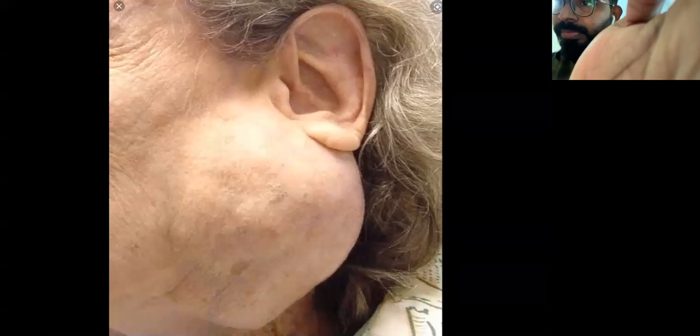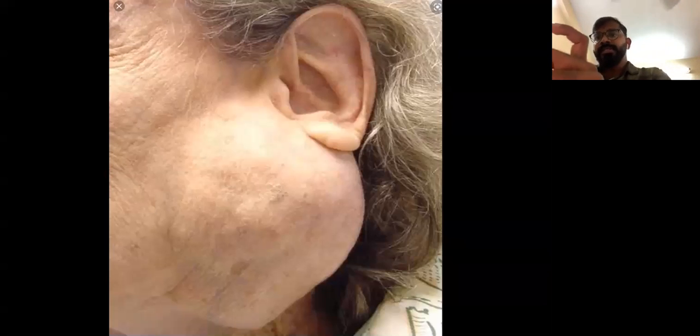Hello, am I audible to all? Yes, sir. Yeah. So this is a typical swelling arising from the parotid gland. So for the investigation of choice, if they ask you the best non-invasive investigation in parotid swellings, it should be ultrasound.